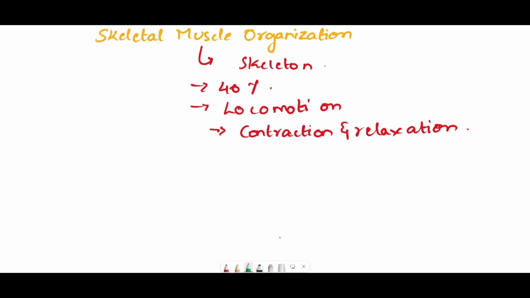Skeletal muscle is the muscle which is attached to the skeleton, and around 40% of the total body mass is made up of the skeletal muscle. The most important functions are locomotion, and it is also useful for contraction and relaxation. This is the basic introduction of skeletal muscle. So let's get into its diagram.